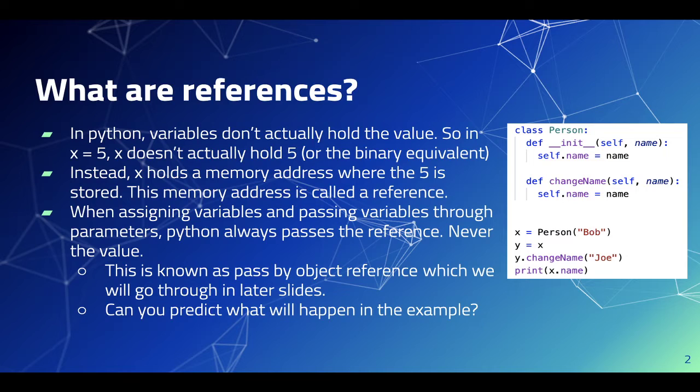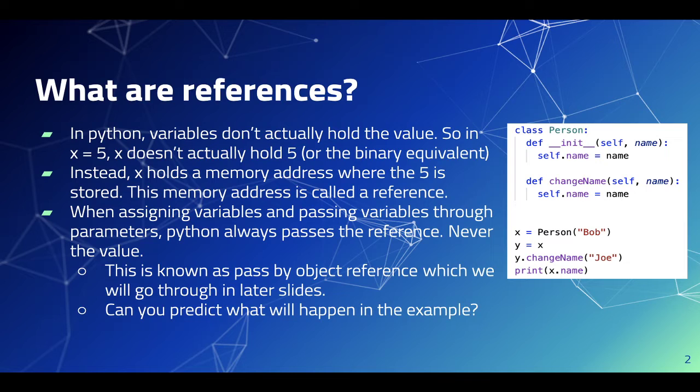But what's actually going on behind the scenes? x does not hold the value 10. So in this example, we say x is equal to 5. x does not actually hold the value 5, or any binary equivalent to that. It actually holds a memory address. So this memory address is the location that contains 5 in memory. This address is called a reference. So Python gives references to variables, not the actual value. So x holds a reference, and that reference points to 5.